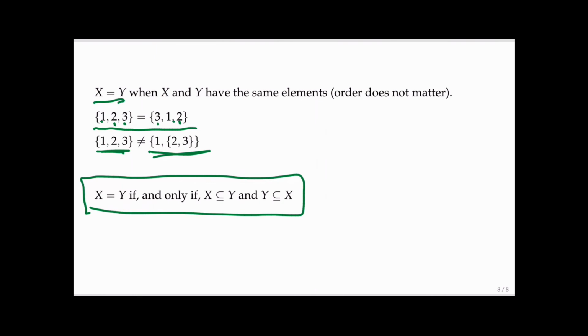The important thing to remember is that when we use curly braces here, the order in which you write down the elements does not matter.